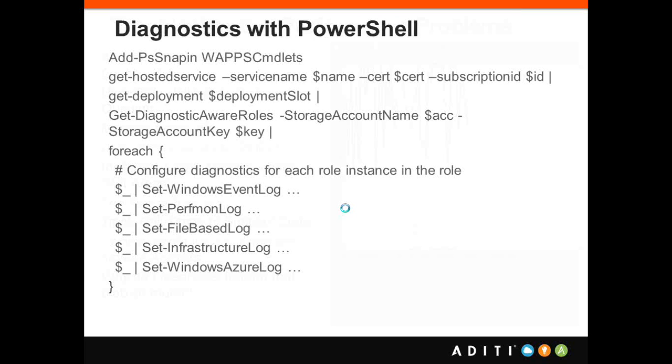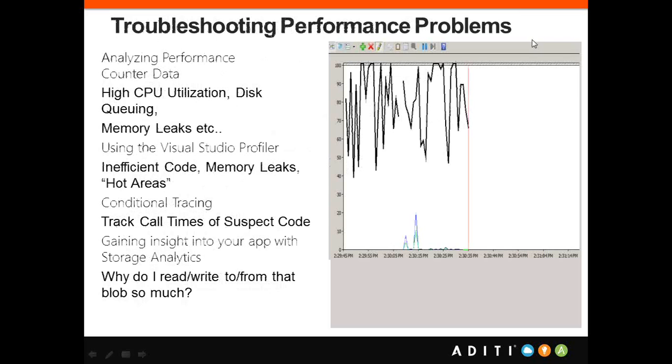In terms of not only basic exception logging, as we saw, performance counters can also be captured to analyze our application health, like memory leaks, CPU utilization, disk queuing, hot areas, etc.